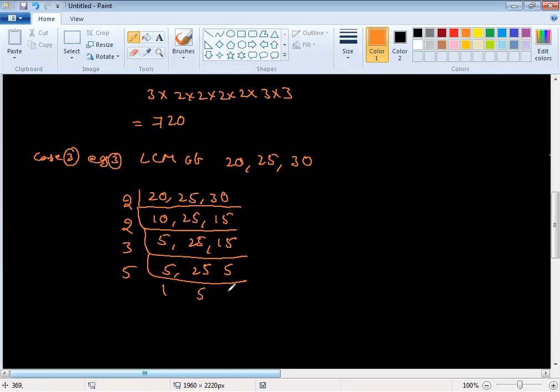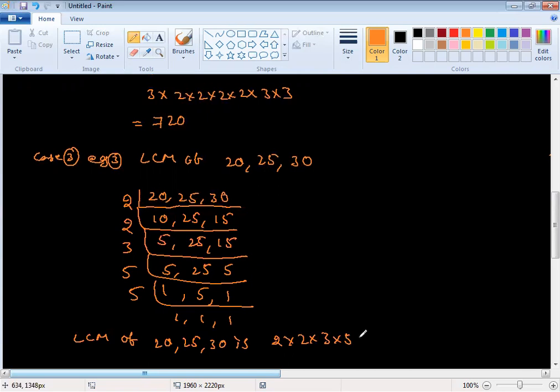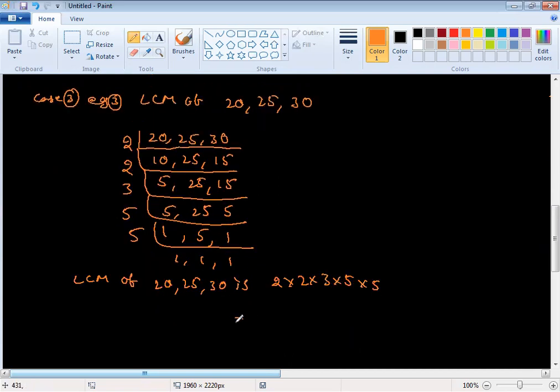Now take 5. 5 ones are 5, 5 fives are 25, 5 ones are 5. Again with 5, 5 ones are 5, and the remaining are the same. Therefore, the LCM of 20, 25, 30 is 2 into 2 into 3 into 5 into 5. So how much will you get? That is the answer. This equals 4, 12, 60, 300. This is the LCM.